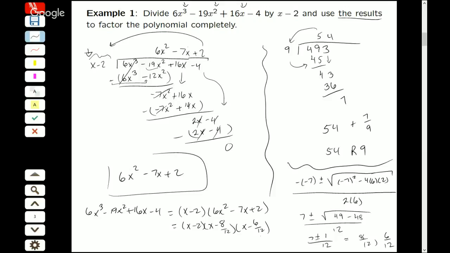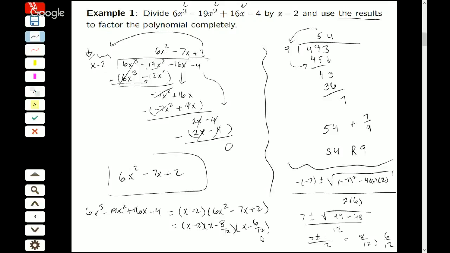If you want to use the quadratic formula when you get down to a degree 2 polynomial, feel free. You certainly may. Now it's factored completely. Any questions on that division process?